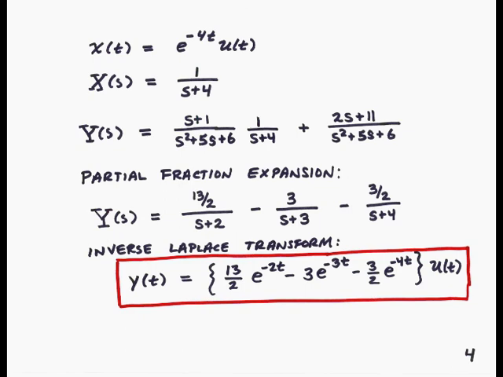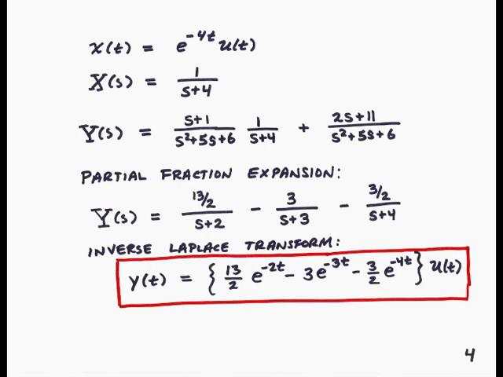So we'll use our table for that as well. And we find y of t is 13 halves e to the minus 2t minus 3 e to the minus 3t minus 3 halves e to the minus 4t, all times u of t.